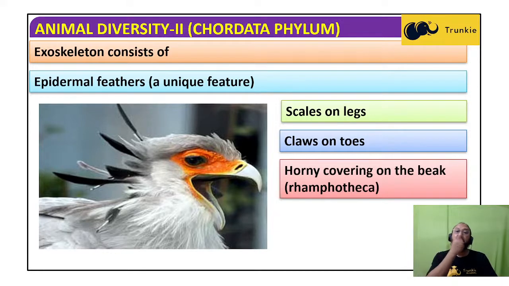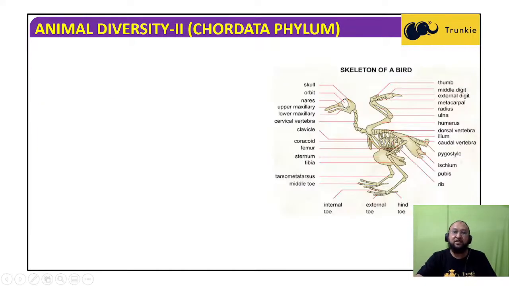Horny covering on the beak, Rhamphotheca. There is a hard horny covering on the beak. Beak has a hard horny covering. That's called Rhamphotheca. And on the toes of the hind limbs, you'll find the claws. And the scales on the leg.